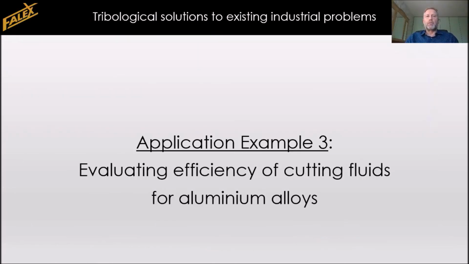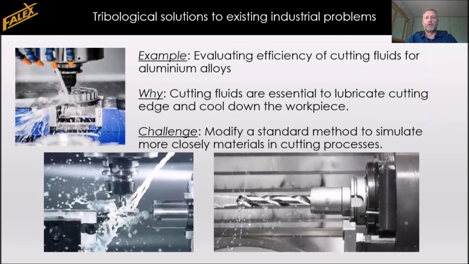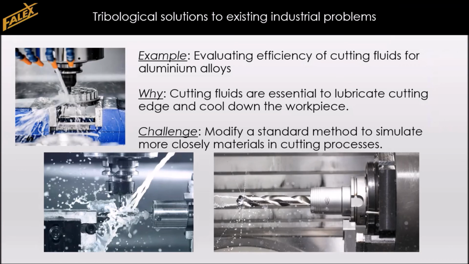In this example, we look more closely at a test method that evaluates the efficiency of cutting fluids for aluminium alloys. Aluminium alloys and in general lightweight alloys are of more and more interest in the industry. They can be used in vehicles, and it can really improve fuel efficiency. But the cutting fluids used in these processes have to be tailored a little bit to the alloys specifically. So our challenge is to modify a standard test method that will simulate more closely the materials involved in these cutting processes.